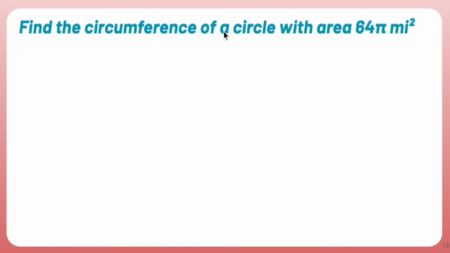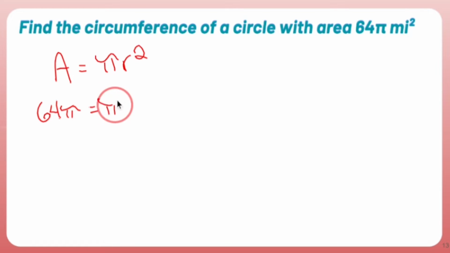Find the circumference of a circle with an area of 64 pi miles squared. All right, well, the area formula is pi r squared. I have to find the circumference, which means I have to find the radius of this circle. Now, if the area is pi r squared and it's giving me the area, then I'm going to say 64 pi is pi r squared.